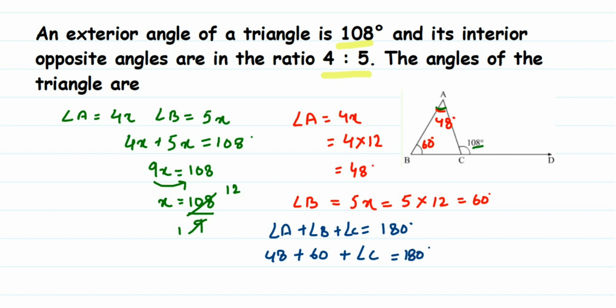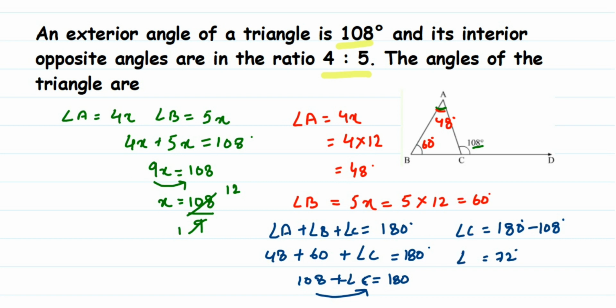Now 48 plus 60, when you add up, will be 108, plus angle C is equal to 180 degrees. Now transpose 108 to the other side. When you transpose, the sign will change, so it will subtract. So 180 minus 108 is equal to 72 degrees. So we have got all the angles. Angle C is 72 degrees, angle B is 60 degrees, and angle A is 48 degrees.